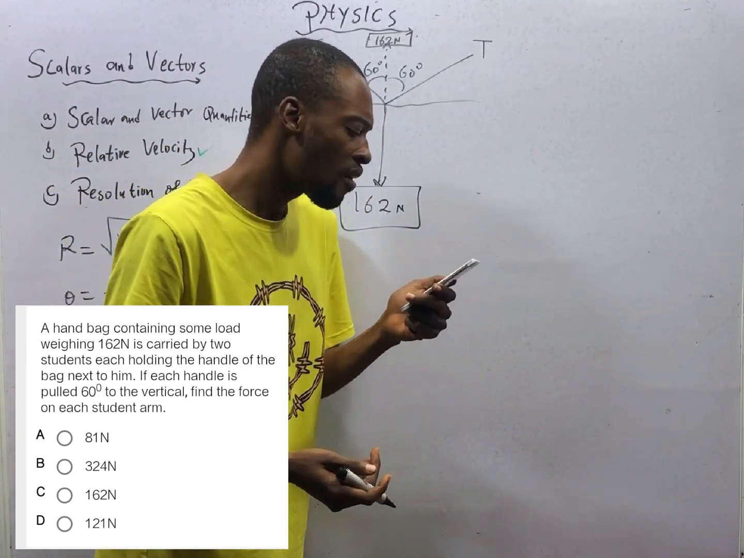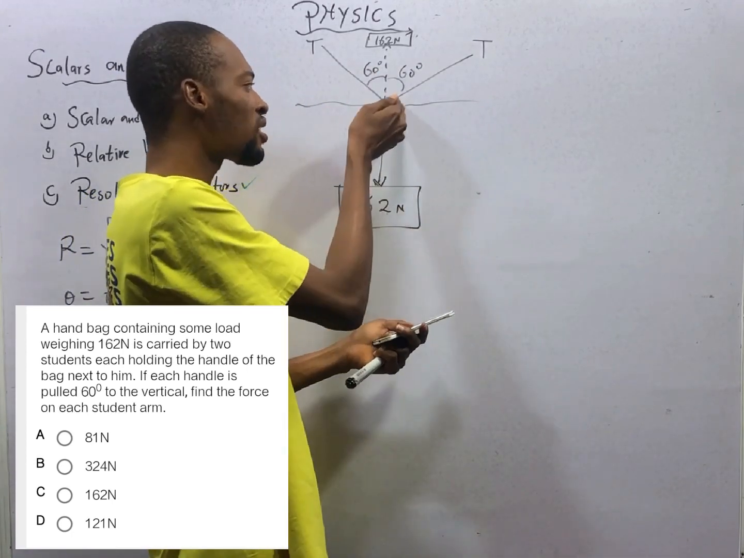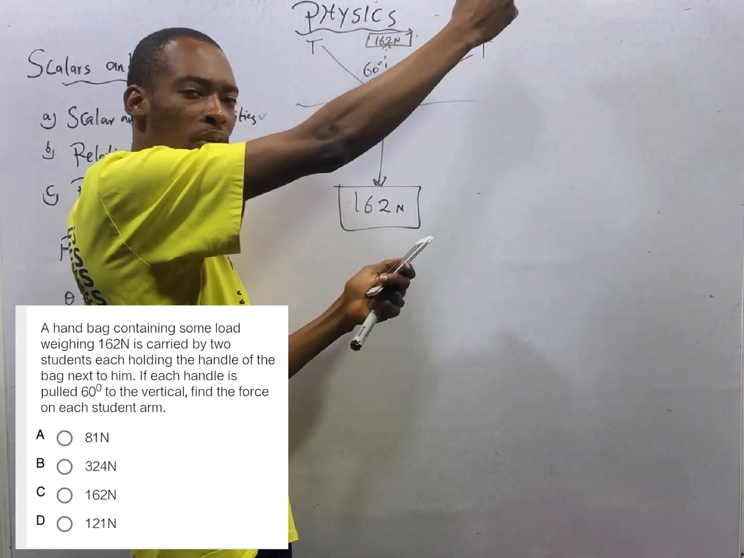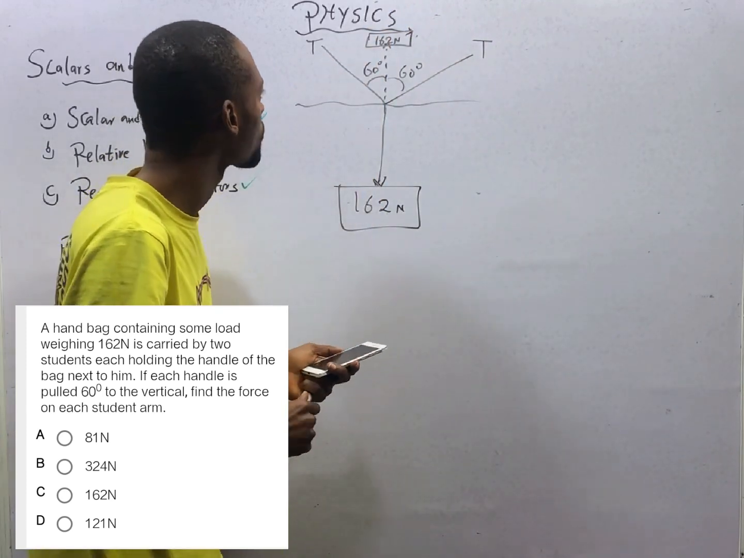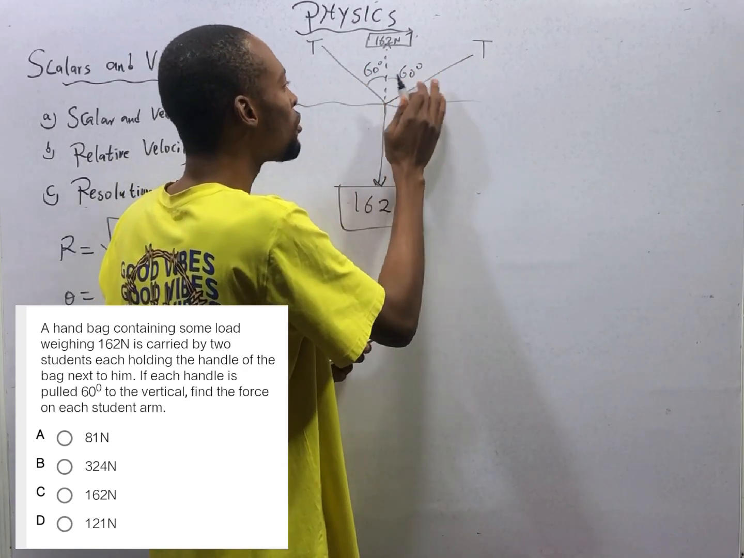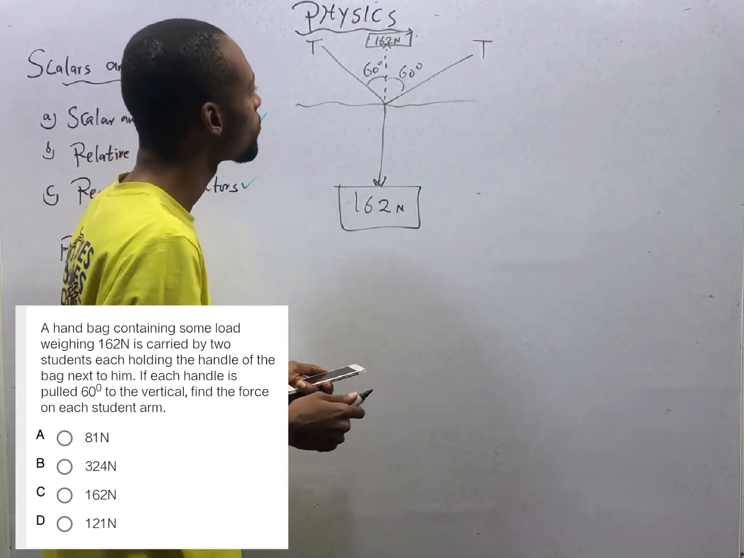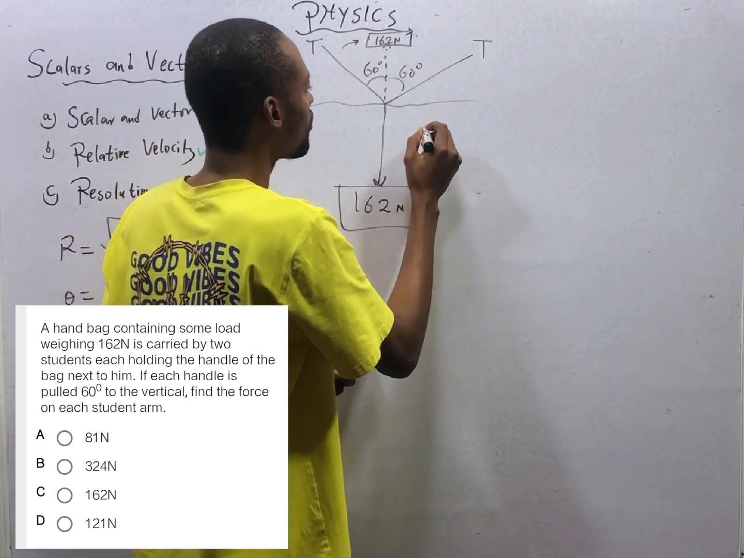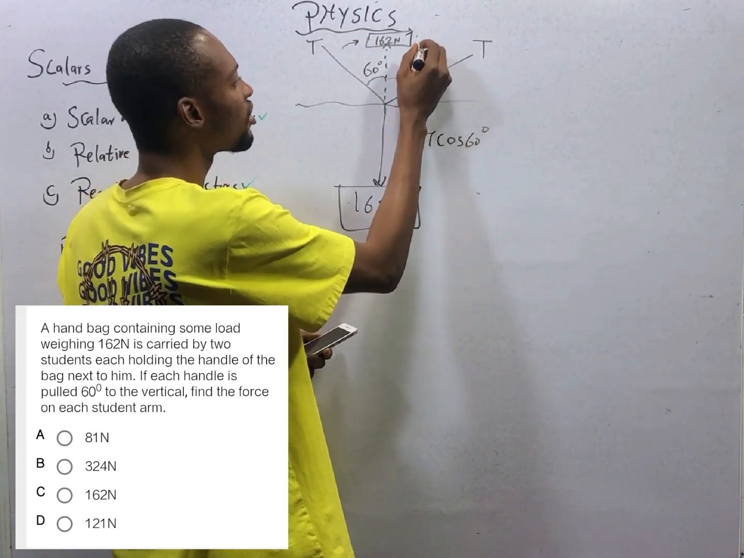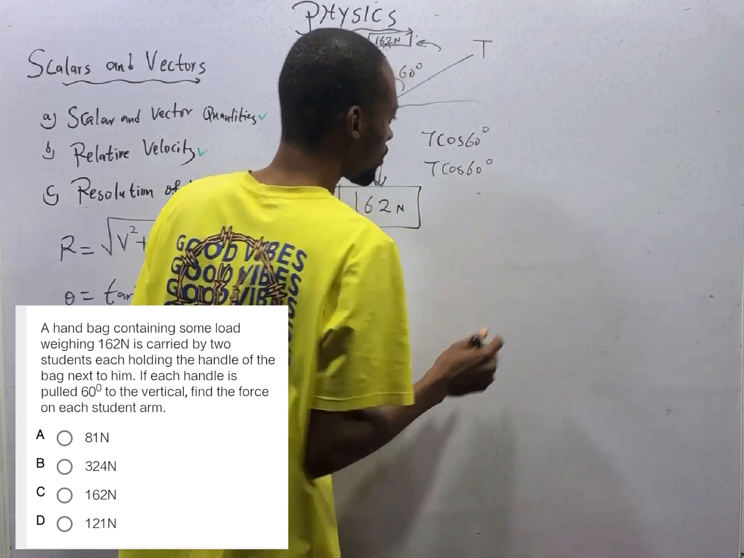From here, the force on each student's arm does not have anything to do with the horizontal, because weight is acting down, and the force must try to balance the weight, so that force will be going up. We are concerned about vertical forces. The tension here and the tension here are the same, since they are both inclined at the same angle and pulling the same force. Resolving this to the vertical, we have T cos 60 degrees. Resolving here to the vertical, we have T cos 60 degrees.